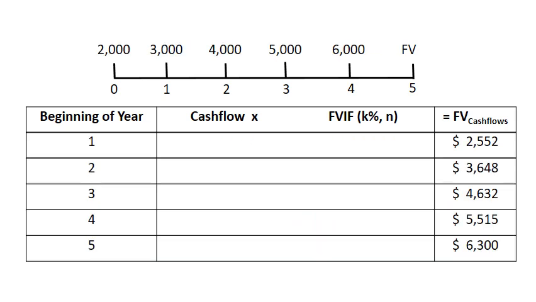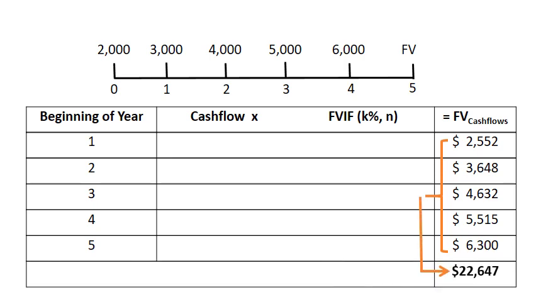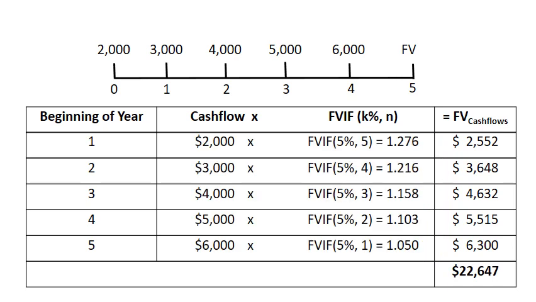Now we have the future value of each individual cash flow. Let's add them all up together. We'll find a total value of 22,647. This is the total sum for all the future values. Please spend a moment to look at this part of the answer.